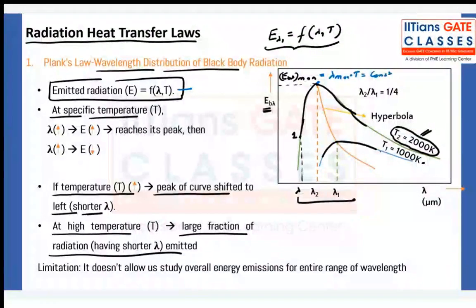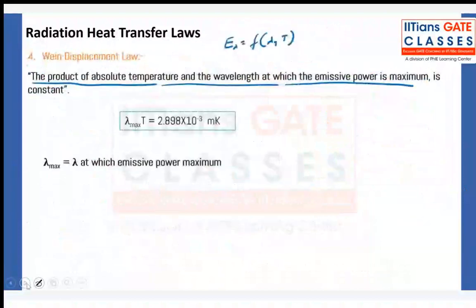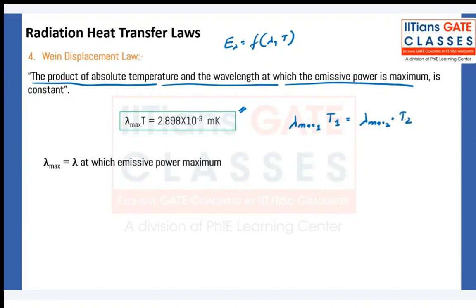So you see here, lambda max is this, and whatever temperature is there, the product will be constant. The product of absolute temperature and the wavelength at which the emissive power is maximum is constant. So can I say lambda max 1 T1 is equal to lambda max 2 T2. The product will remain same.